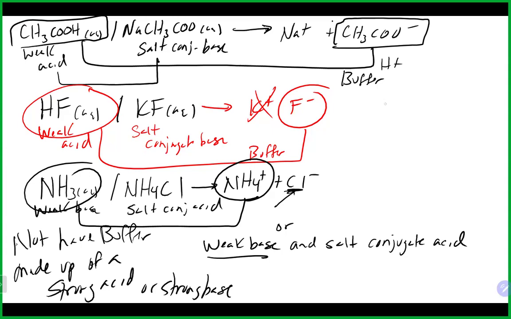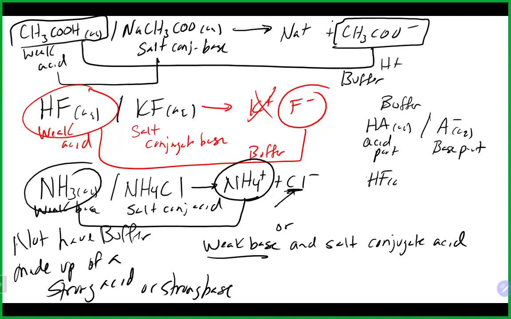So essentially, when you make a buffer, you have an acid part. I'll just abbreviate it like this, an acid part to your buffer. And you have a base part. So an example, HF would be my acid part, and F minus here would be my base part, as an example of those two things. And they both need to be actually in the solution to begin with.